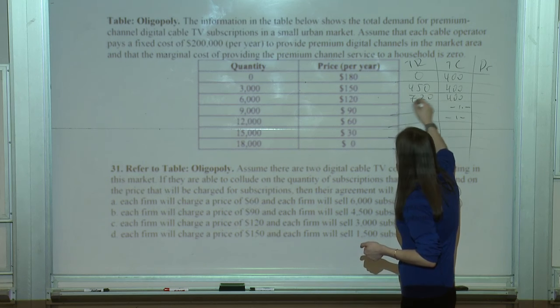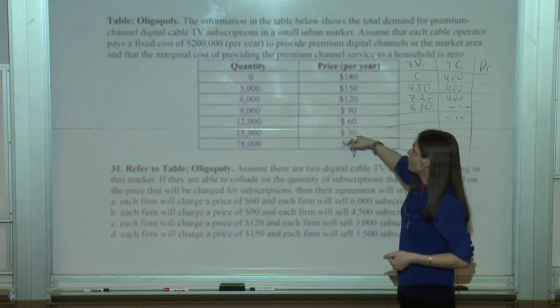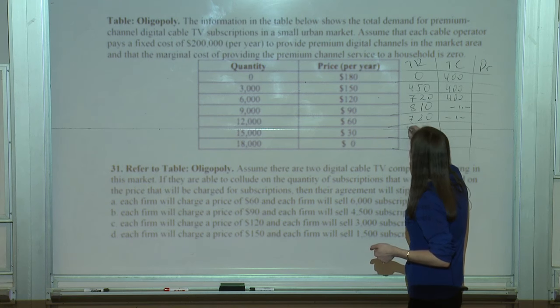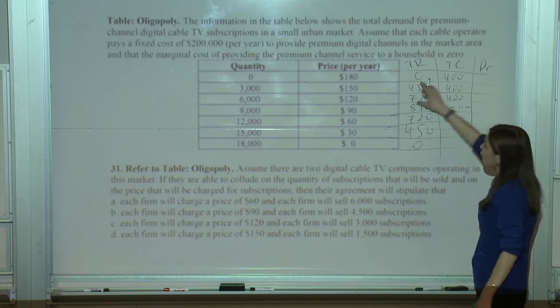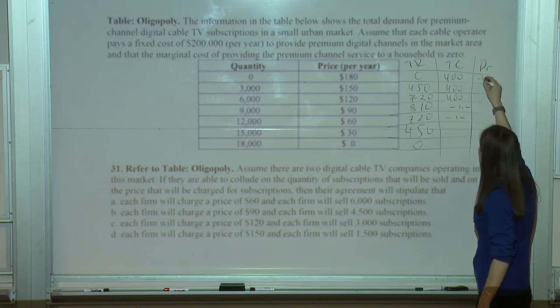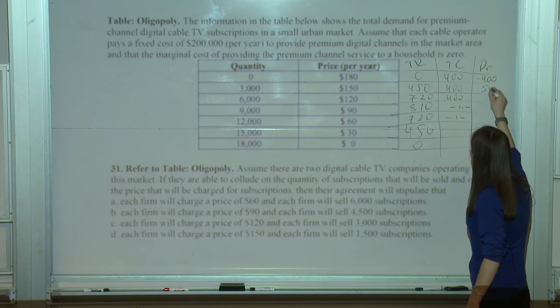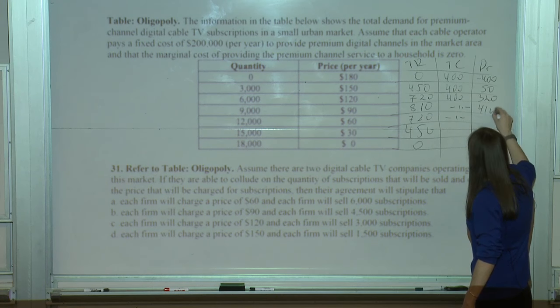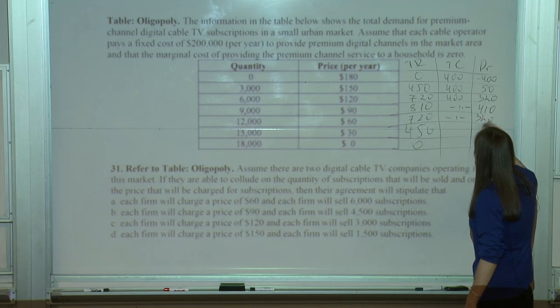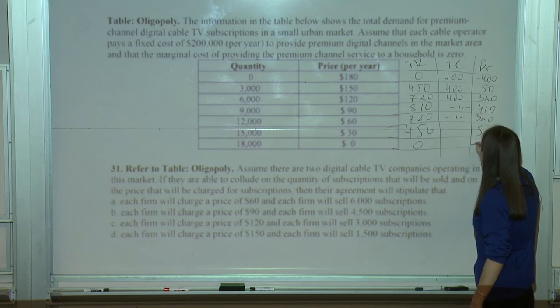720. 810. 720. 450 and 0. All right, this is just quantity times price. And then profit would be the difference between the two. So it's minus 400 here, 50, 320, 410, 320, 50, and 0. No, and minus 400.